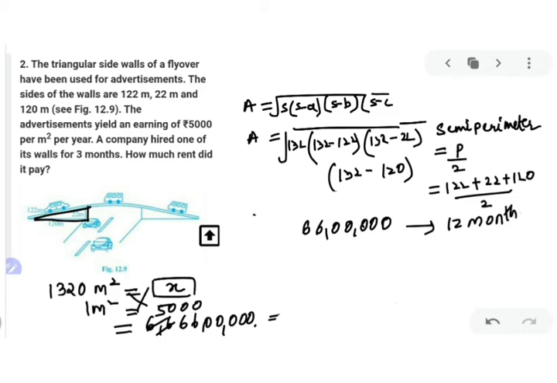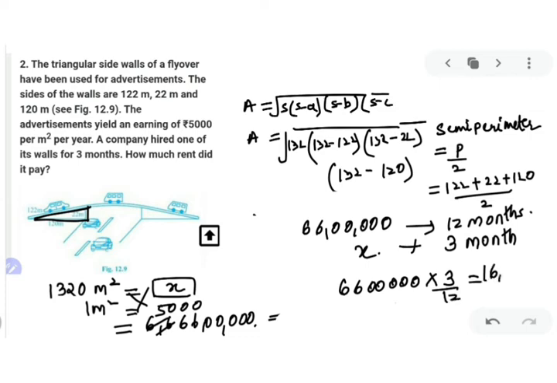But we want to hire that place for just, I guess, 3 months. So what will be the costing for 3 months? So we'll go for 66 lakh into 3 upon 12. So I'll get 16 lakhs 50,000. So that will be the costing for the advertisement just for 3 months. Clear?